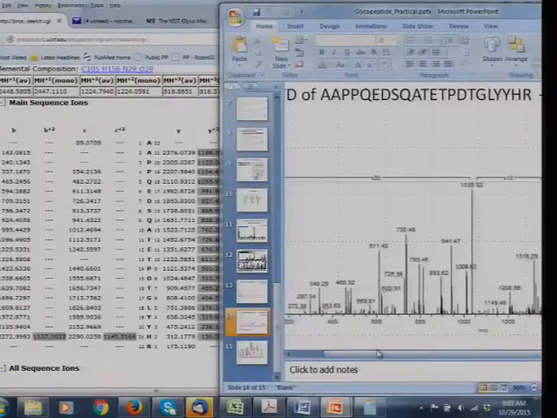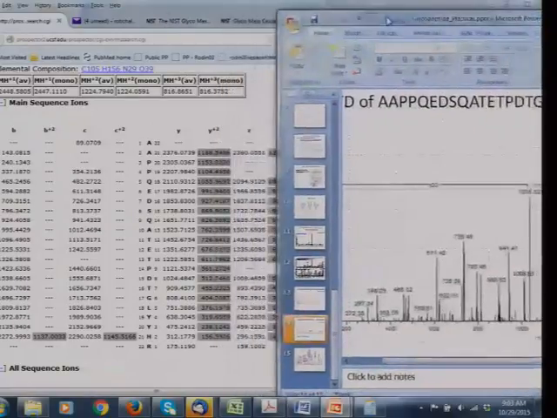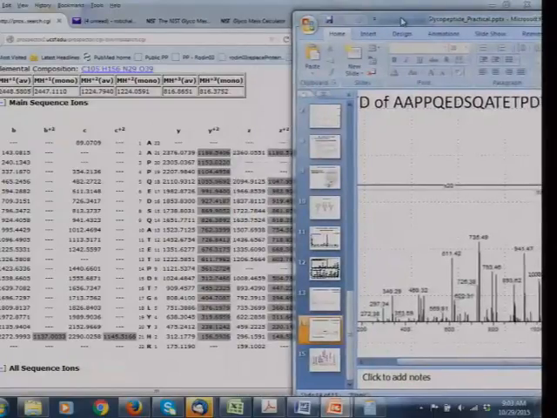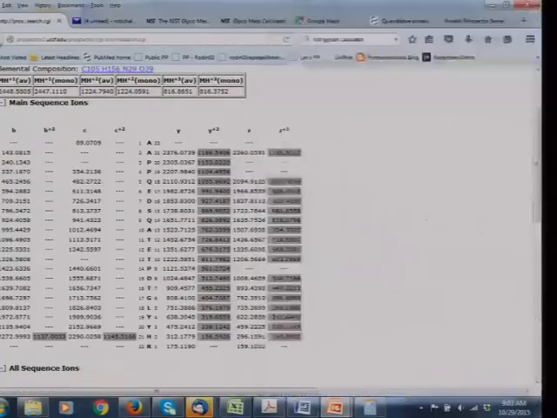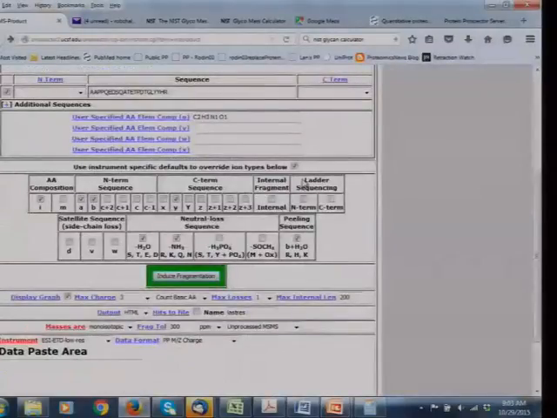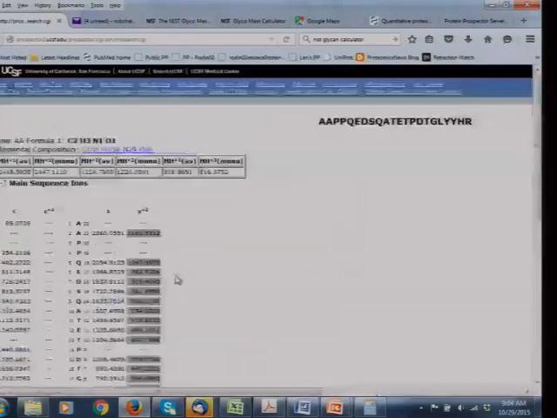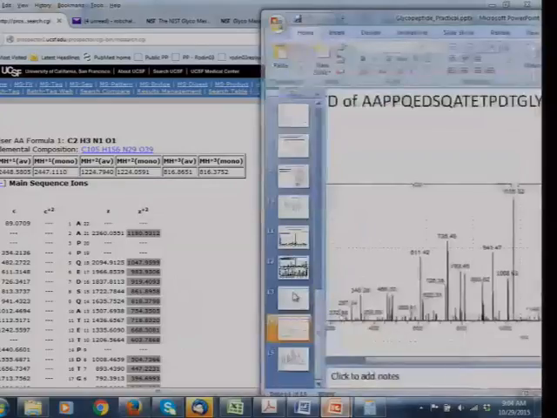Let's see if we can find any of these peaks on the list. Let's see. I'm going to cheat and get it to label fewer peaks, just so I can get things on the screen. Okay, that's going to be a lot easier to work with. So I'm just getting it to list the C and Z ions, which are the things that we're most likely going to see.